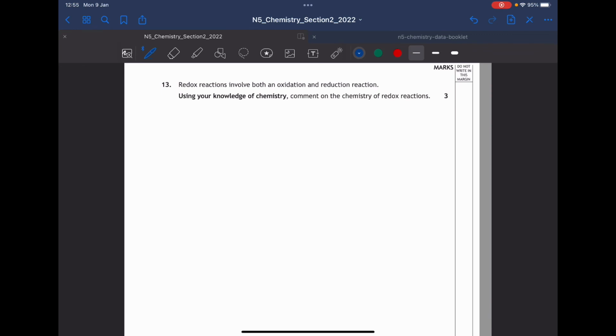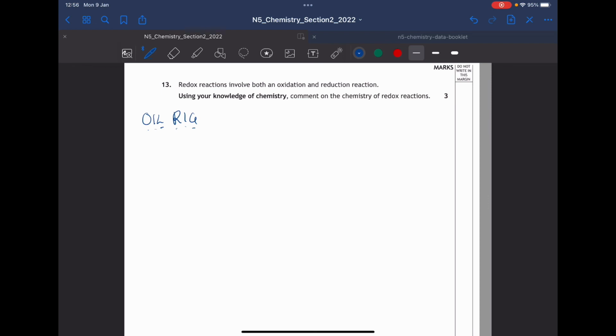So obviously you could start by giving the definition of oxidation and reduction. So oxidation is loss of electrons, reduction is gain of electrons. I'm just going to bullet point ideas here. Obviously in the exam you would write them out fully. So you could start off by explaining what oxidation and reduction is.